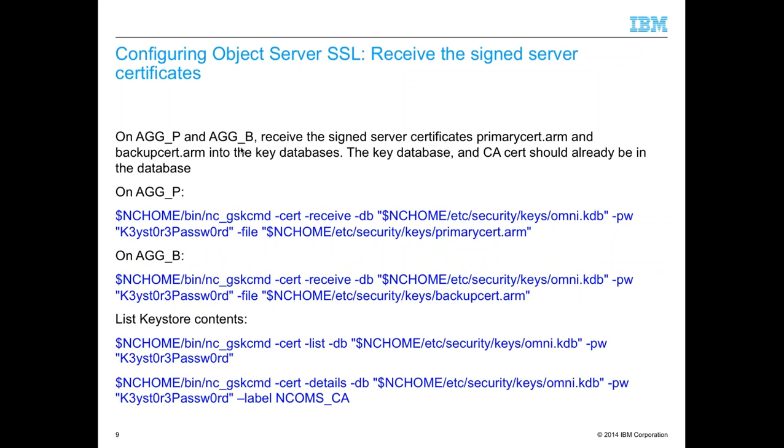So the steps are somewhat modified, and if you are using a third-party CA, a lot of them will have both a root CA and an issuing or intermediate CA, and you would need both of those CA certificates to be imported into your key stores, not just on your object server, but on all of your clients.